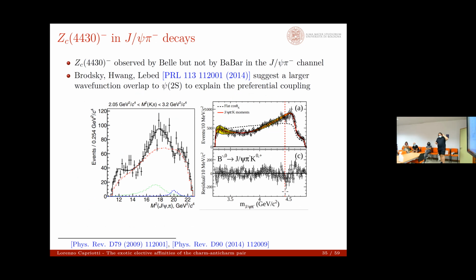Now, this state is observed again by Belle, but not by BaBar in the J/psi pi channel. BaBar is just denying things, apparently. But there was a paper suggesting a larger wave function overlap to the psi(2S) to explain the preferential coupling. So again, this is Belle on the left and BaBar on the right, where you can explain everything by Legendre polynomials.